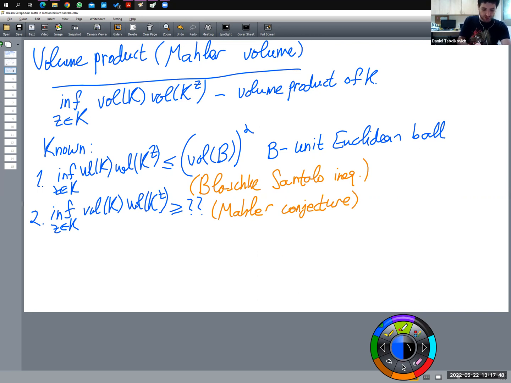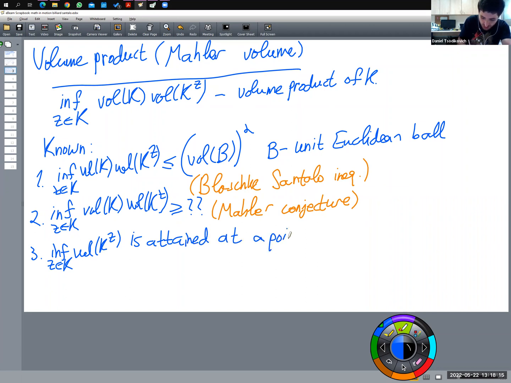Some other things that are known is at which point this minimum is attained. So the infimum is the minimum. Volume is attained at a point z for which the origin is the center of mass of the dual.